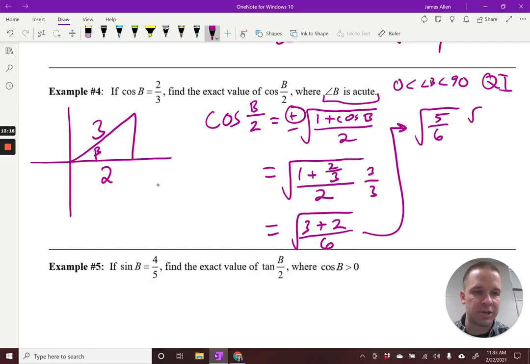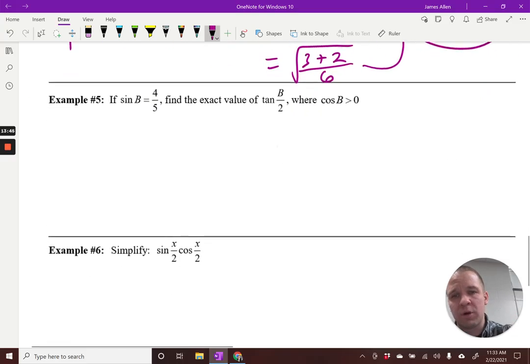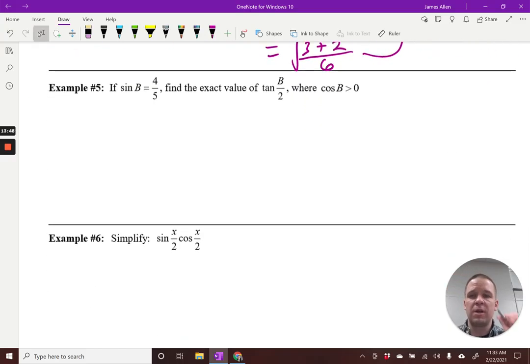Now, I cannot leave it like that. I have to rationalize because someone, someday said, hey, no radicals in the denominator. And the math world took it as fact, and we just went with it. There we go. Square root of 30 all over 6. It is positive because it's in quadrant 1, because angle b is acute, which is between 0 and 90. We got 2 more examples here. Let's keep moving. So sine of b is 4/5.